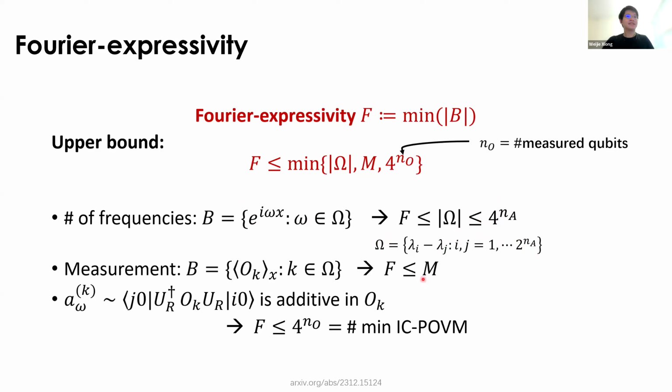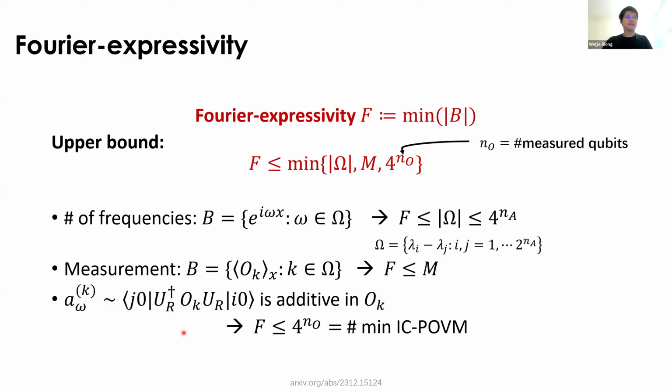Another upper bound is given by the number of observables, because the prediction is a linear combination of these measurement outcomes. So yeah, another upper bound is M, capital M, the number of observables.